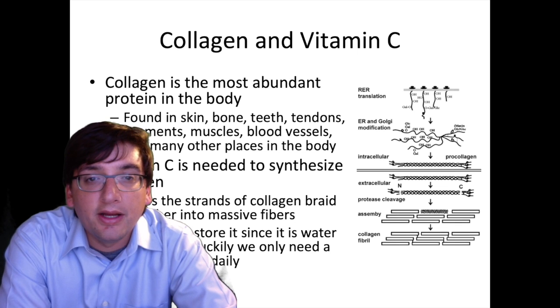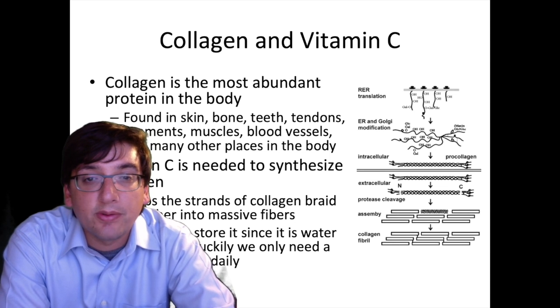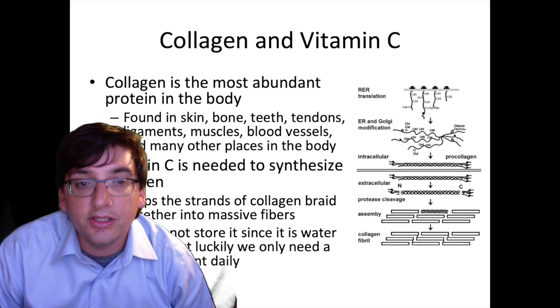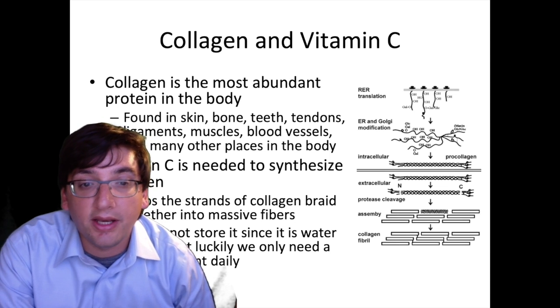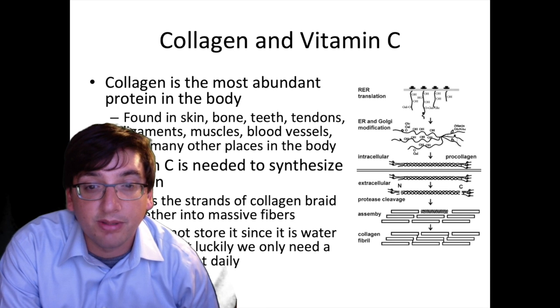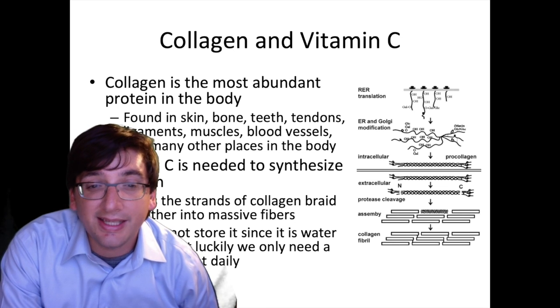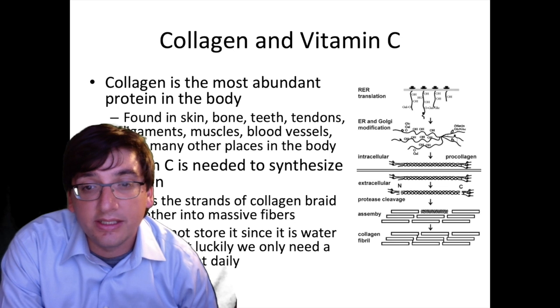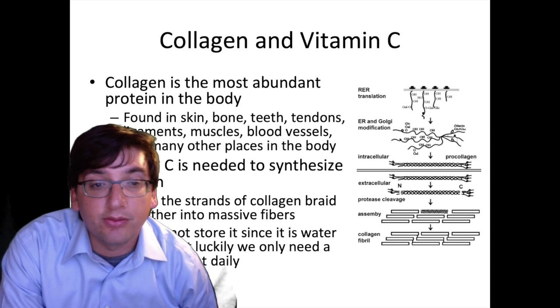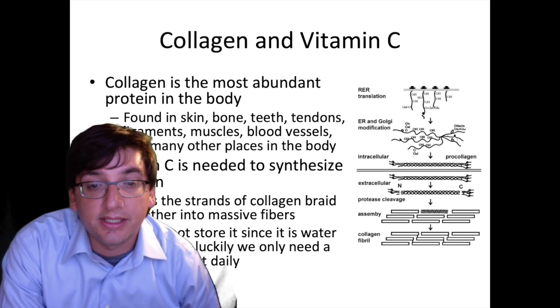Another vitamin, which is very important for basically a lot of functions of our body, is vitamin C. And vitamin C is important especially because we need it to make collagen. Collagen is the most abundant protein in the body. It's in your skin, in your bones, teeth, tendons, ligaments, muscles, blood vessels. Basically, collagen is the number one toughening, strengthening protein. It's wrapped around all of your major organs. It's on your skin, bones, etc.